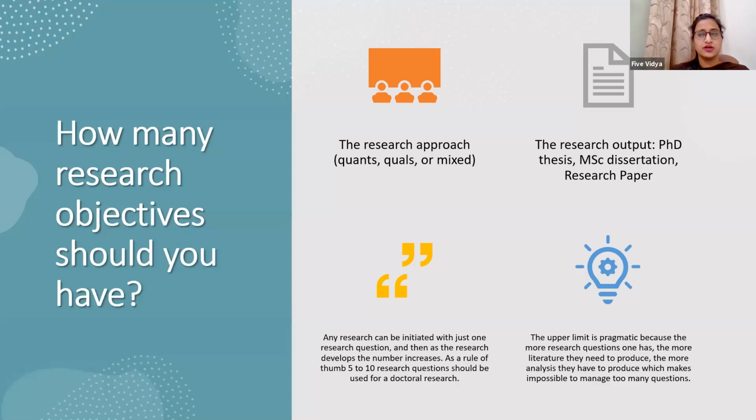If you are using a mixed approach, obviously you will have more objectives. Similarly, if you are doing research for a PhD program, again you will have more objectives, but you can have approximately 5 to 10 objectives depending upon the research questions. Before finalizing your research objectives, you should have your research questions ready. Then for each research question, you should develop a research objective.